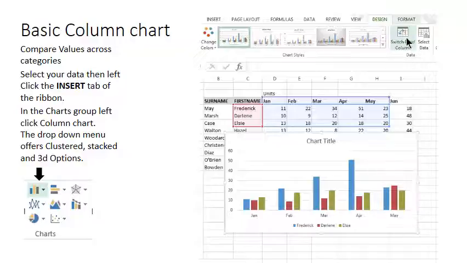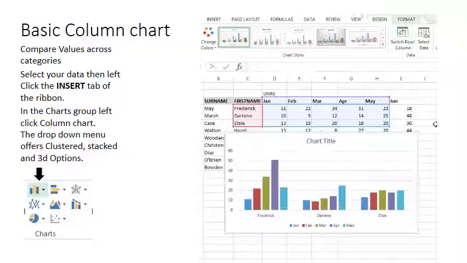Now you'll notice on the Chart Tools ribbon, I now have a Design and Format menu. And if I choose Switch Row Column, left click, I now have January, February, March, April, May, the months of the year as the series, with Frederick, Darlene and Elsie as categories. And once again, their points on the scale are illustrated by coloured columns on the chart.